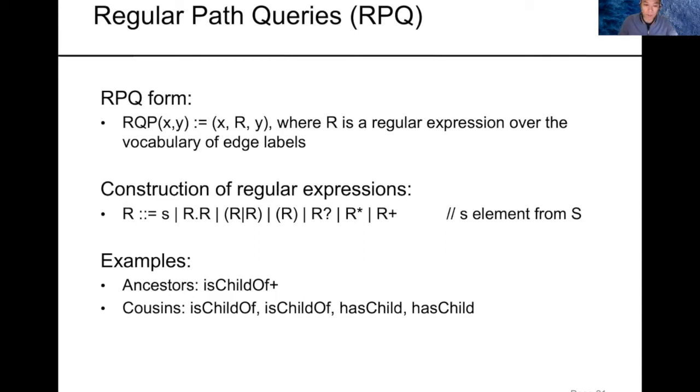Here are two examples of the regular path query: the sibling relationship is equivalent to child-of plus, and the cousin is a conjunction of four relations.